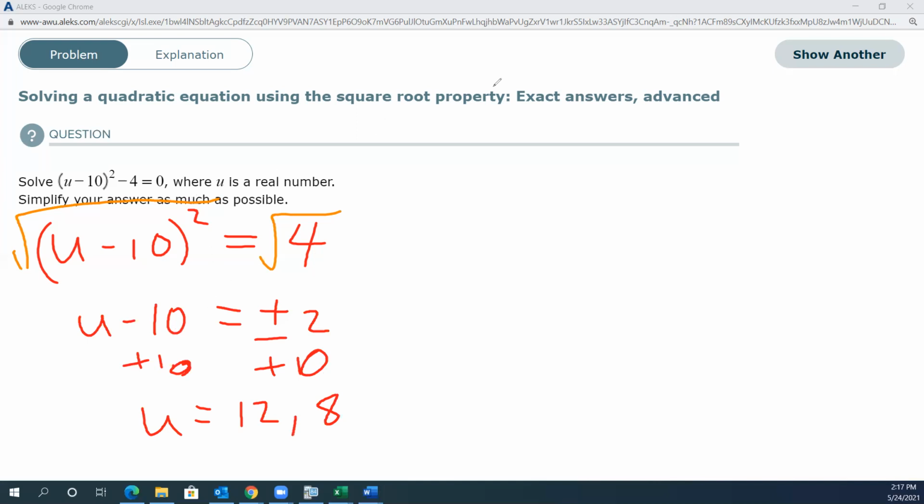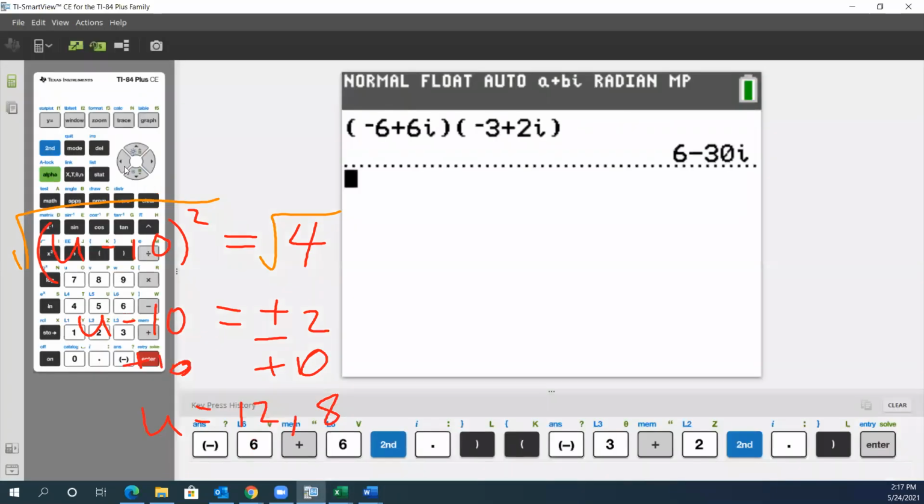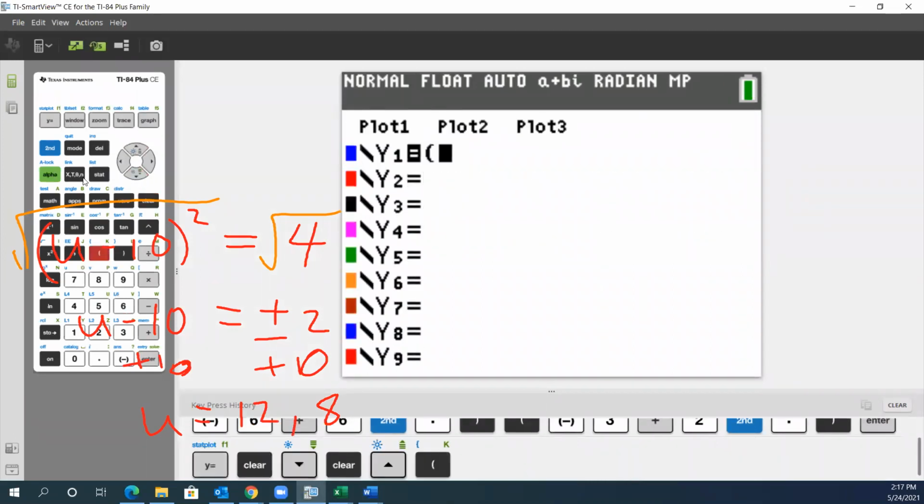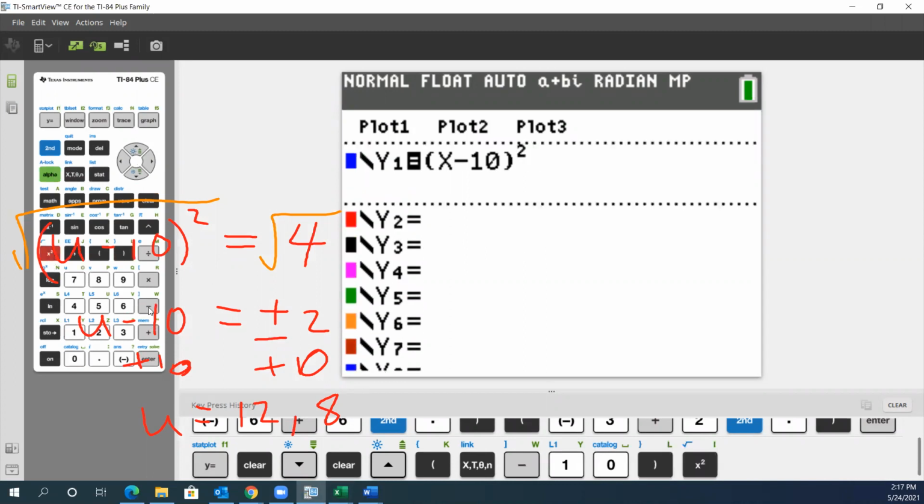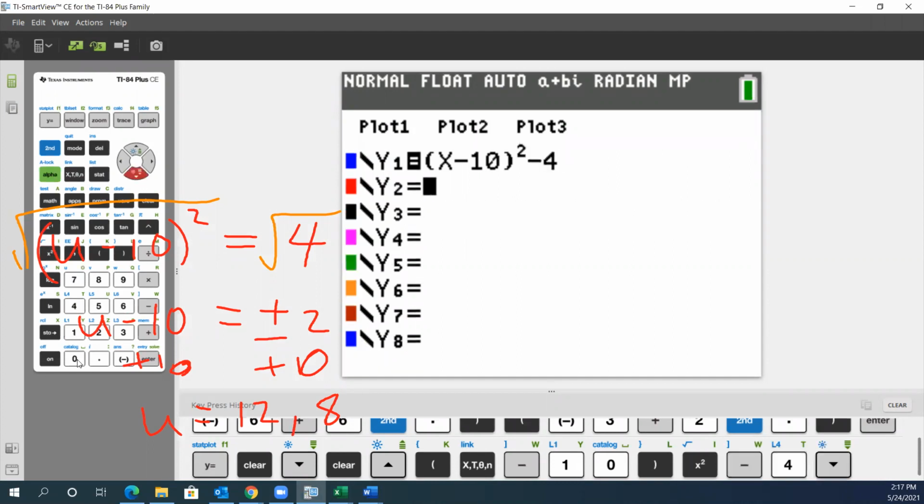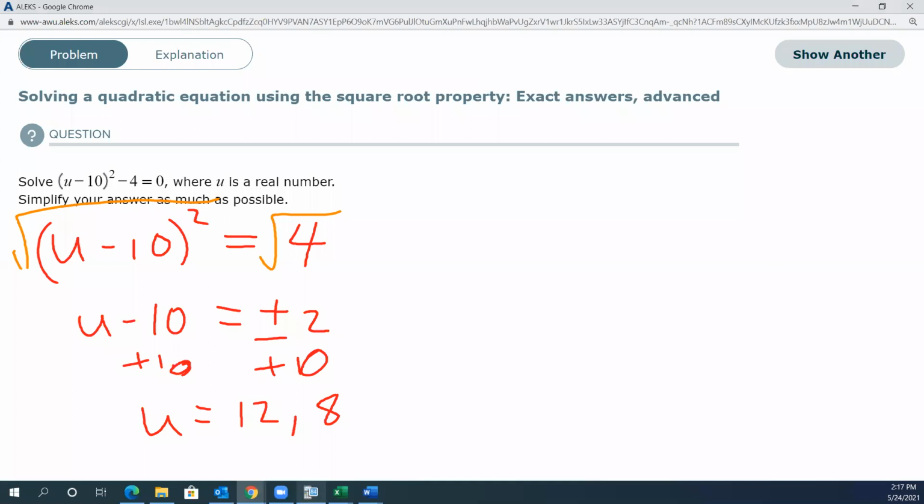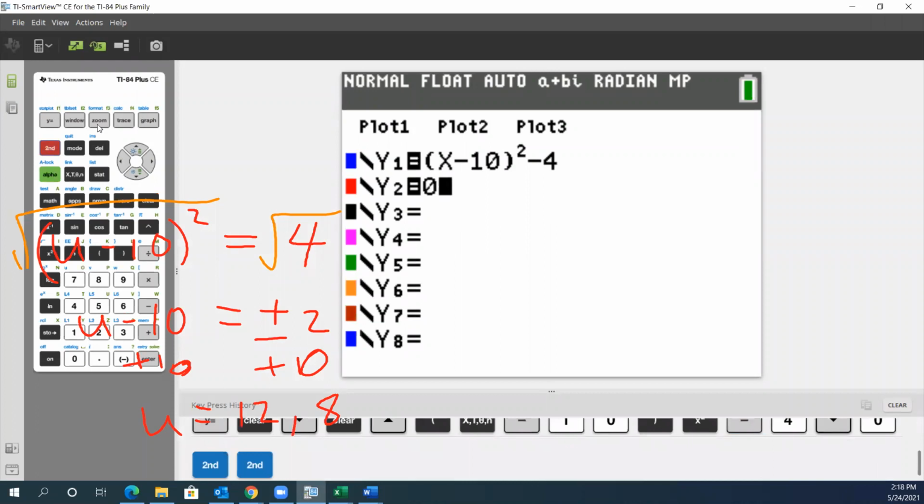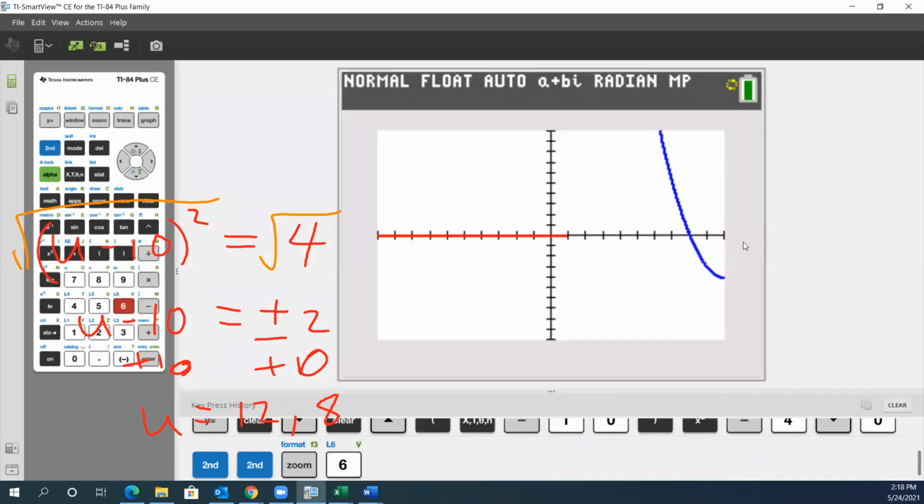And you know what? We probably should check our work on the calculator. I haven't done one of these in a while. So, let's get into it. So I'm going to go x minus 10, squared, and then minus 4. And then the other side of the equation was 0. Again, I'm just going off of the very original equation, just in case I made a mistake somewhere. If I go to the graph, I see that they intersect right there.